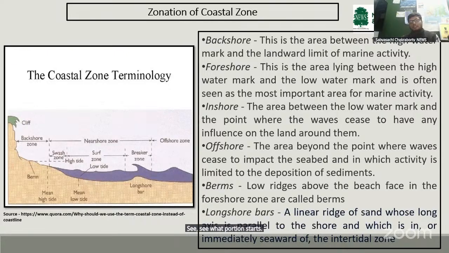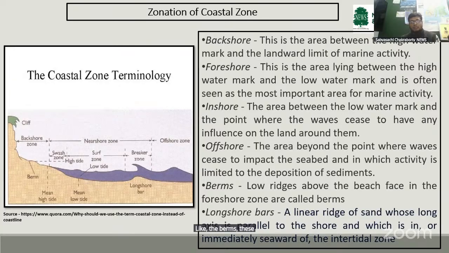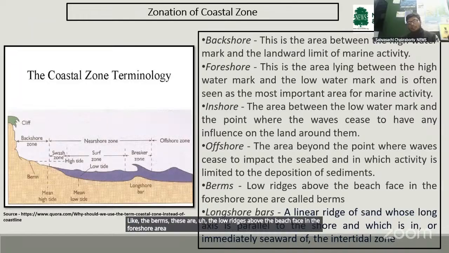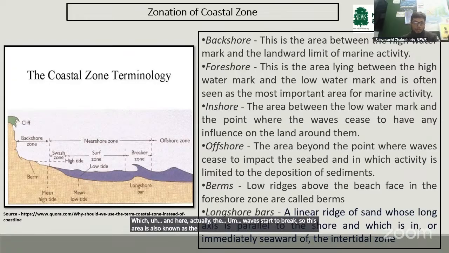Then there are some other prominent features like the berms. These are low ridges above the beach face in the foreshore area. There are also longshore bars, which run parallel to the beach side. This is a linear ridge of sand, where the waves start to break. So this area is also known as the breaker zone.